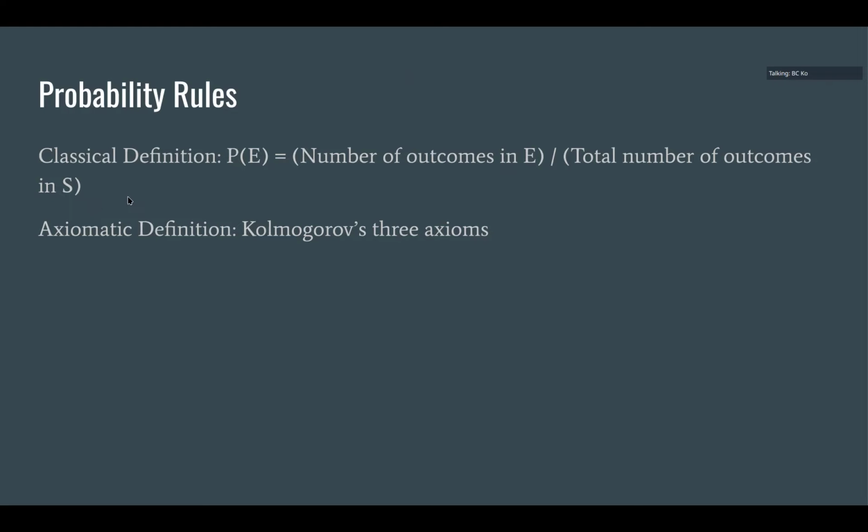Another approach is the axiomatic definition. It is based on Kolmogorov's three axioms, and it states that the probability of any event is between 0 and 1. The probability of the entire sample space is 1. For mutually exclusive events, the probability of their union is the sum of their probabilities.